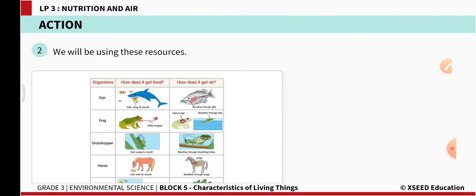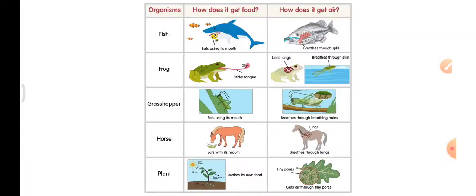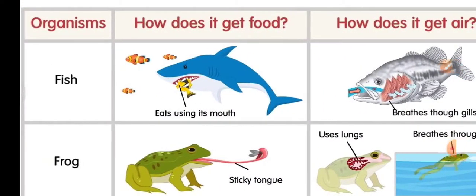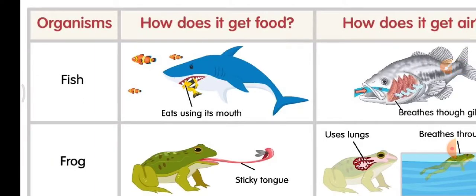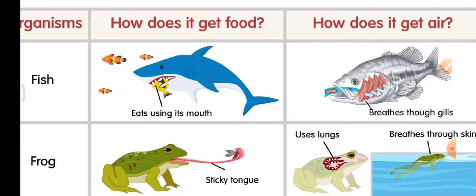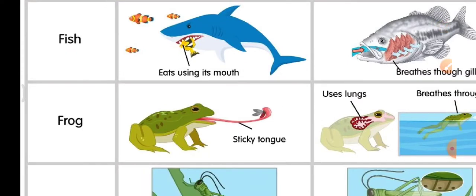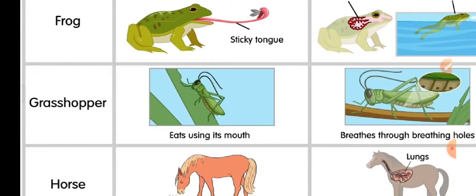So now let us look at this chart. There is a lot of interesting information here. They have given us 3 columns in this chart. The first column is about the organisms. Organism means which kind of living thing, what is the living thing here. The first one is fish. The second column is how does it get food, how does this fish get its food. In the third column it is given how does it get air. So how many organisms do we have here? We have the fish, frog, grasshopper, horse.